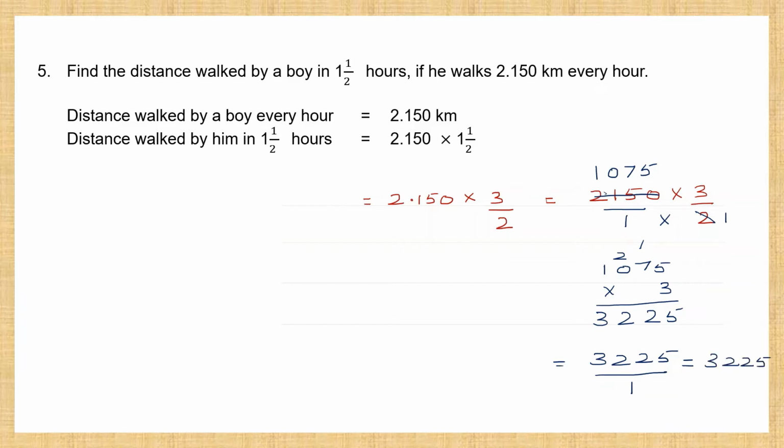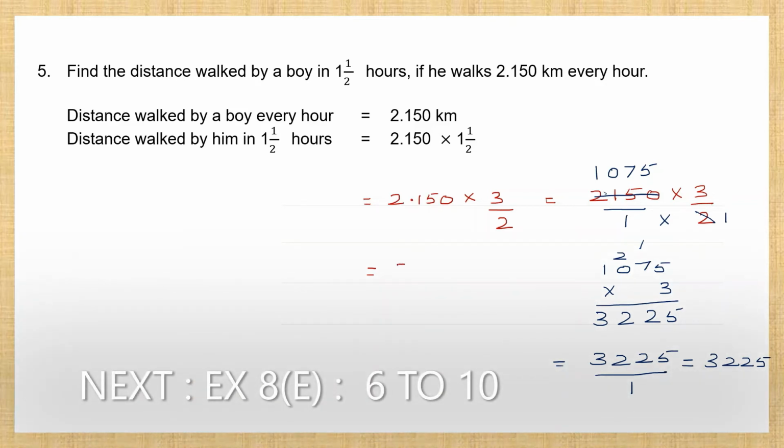Okay, now let me go back to my answer here that I'm solving. So 2.150 into 3 by 2 gives me 3225. Now I need to go back to my question and see how many decimal places there are. 1, 2, 3. There are 3 decimal places. My answer also should have 3 decimal places. So let me move to the left. 1, 2, 3, and then put the point. So what's my final answer? The distance walked by the boy in 1.5 hours is 3.225 kilometers.